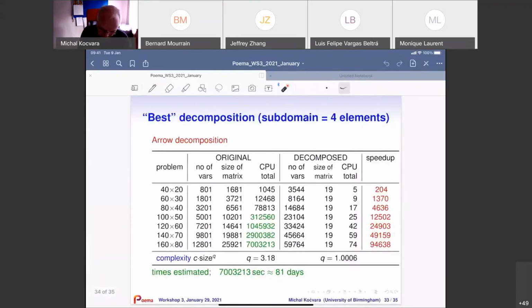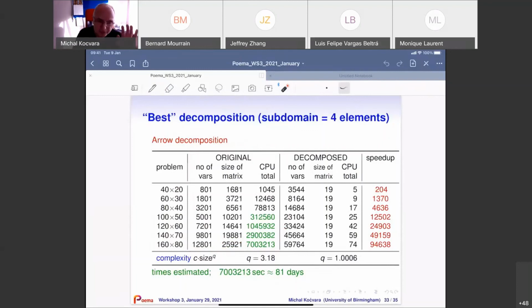So this is my last slide. This table presents a number of problems of the same type, but of increasing finite element discretization. So in the end, the largest problem is 160 by 80 finite elements. In the original formulation of the problem, the LMI would have 1200 variables, and the matrix constraint would be 26,000 by 26,000. Impossible to solve by MOSEK. The extrapolated CPU time would be like 81 days.